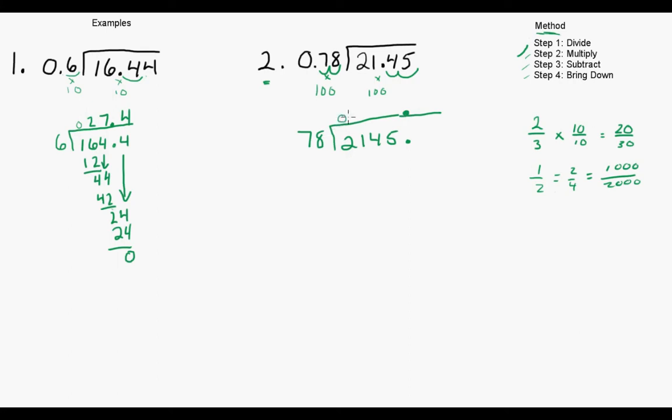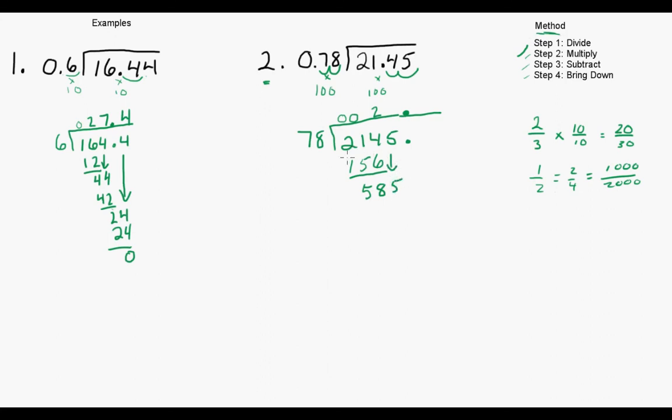78 won't go into 2, nor will it go into 21. It will go into 214, however. It'll go in twice. 2 times 78 is 156. If we subtract 156 from 214, we get 58. And we bring down the 5.